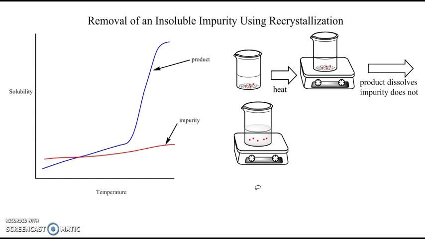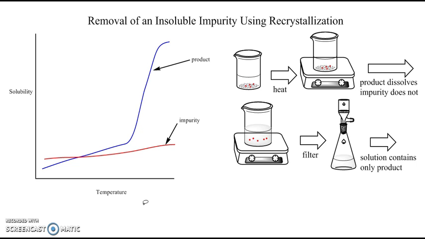Now we just have to isolate our product from our contaminant or our impurity. And the way we do that is to filter off the solid impurity. So now our solution contains only the product. And it's a clear solution because it contains only the product and the product is soluble. So we're up here on our solubility curve right now.